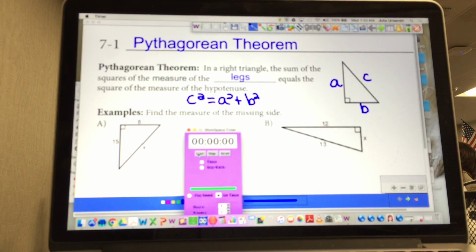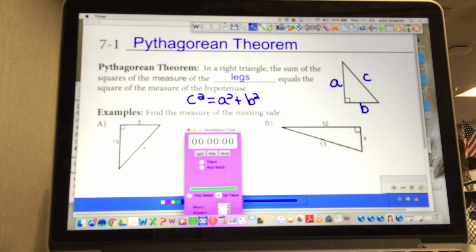So for letter A, did you get, was it 17? I think I have that one memorized. I think it would be 17. 225 plus 64 and then square root, yeah, 17. For letter B, did you get 5? Okay, those are the right answers.